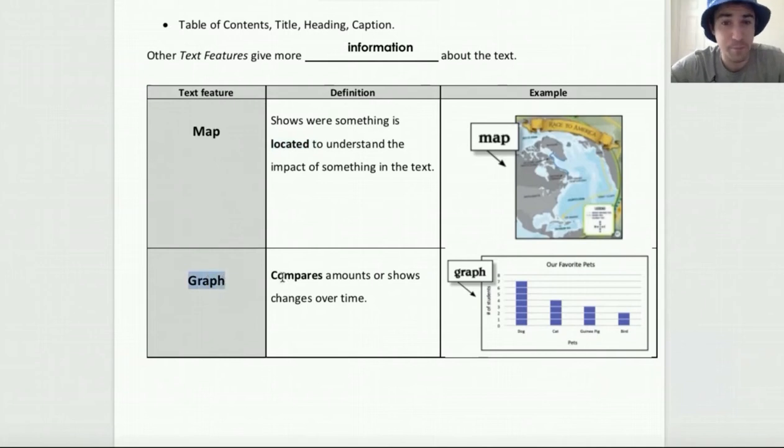The graph compares amounts or shows changes over time. In this graph, we're talking about favorite pets. My personal favorite pet is a dog. And it seems like here that most of the people that were asked said dog was their favorite pet. This graph is showing us some more information about how many more people like dogs compared to cats, guinea pigs, and birds.